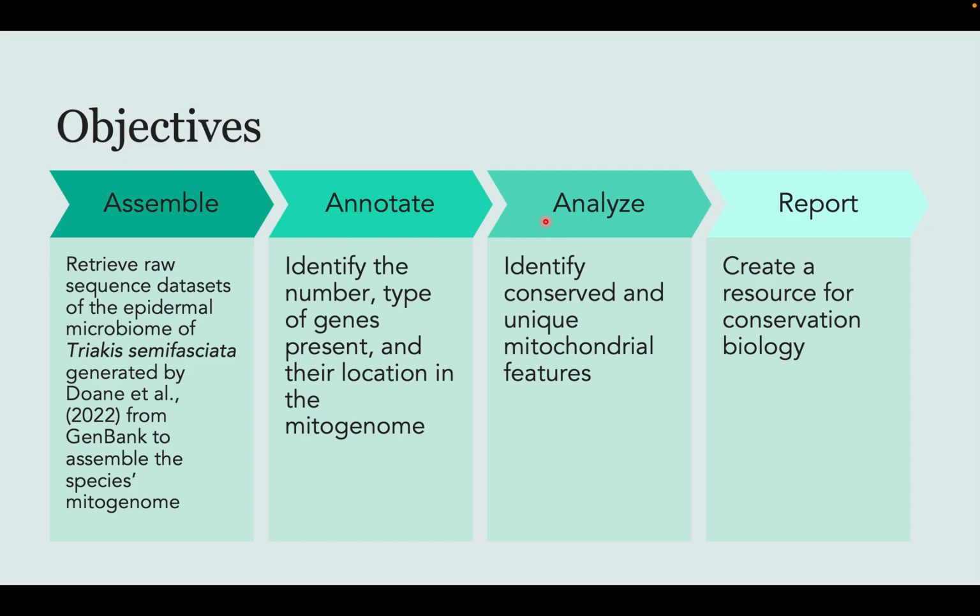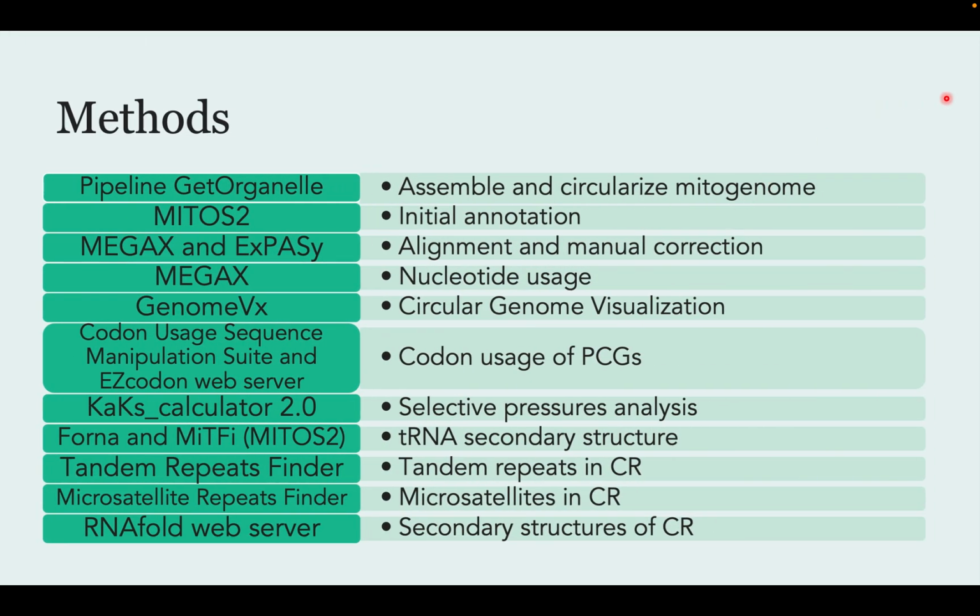To analyze, we want to identify and differentiate between conserved and unique mitochondrial features. Lastly, we want to report, which means that we want to create a resource for conservation biology. So this slide is an overview of the different bioinformatics programs used.